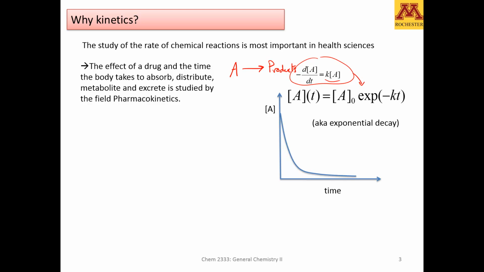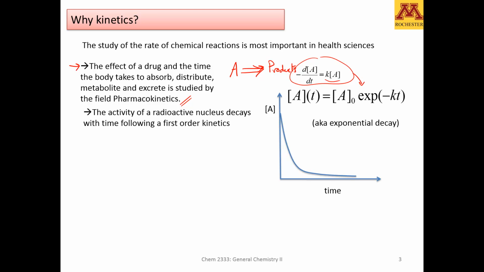So for example, the effect of a drug in a human body decays with time because this specific drug gets metabolized into products in a similar fashion than reactants become products. This field of study of how drugs change with time or how they are metabolized is called pharmacokinetics. And so the tools that we will learn in chemical kinetics here are potentially applicable also to pharmacokinetics.